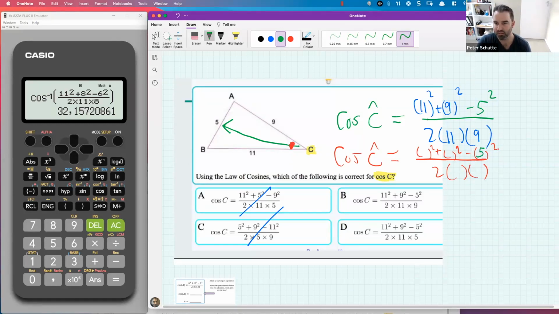Everything else, it doesn't matter if it's 11.9 or 9.11, as long as you put them in, right? So you can't have 11.11, but you could have 9.11 or 11.9 and you'd still get the same answer. You must have the two sides that are next to the angle, 9 and 11, on the bottom here. But it's not too hard because they're going to match what's there. So the correct answer here, it can't be this one, because that's 11 times 5. So the correct answer is B.